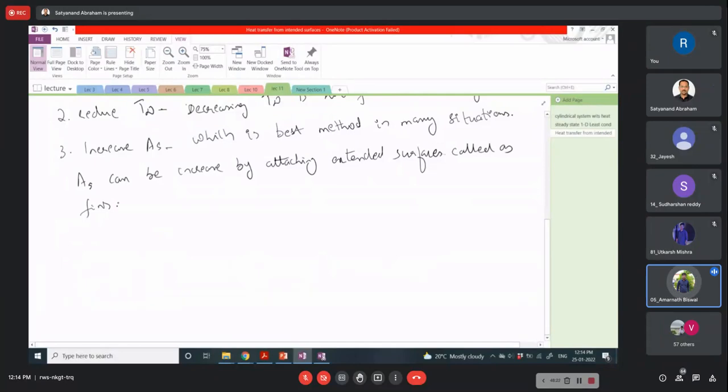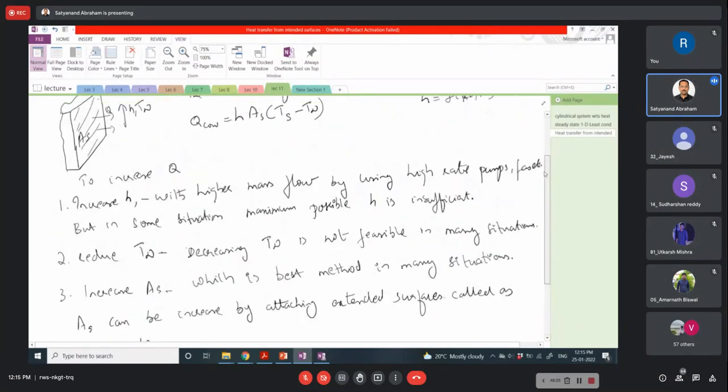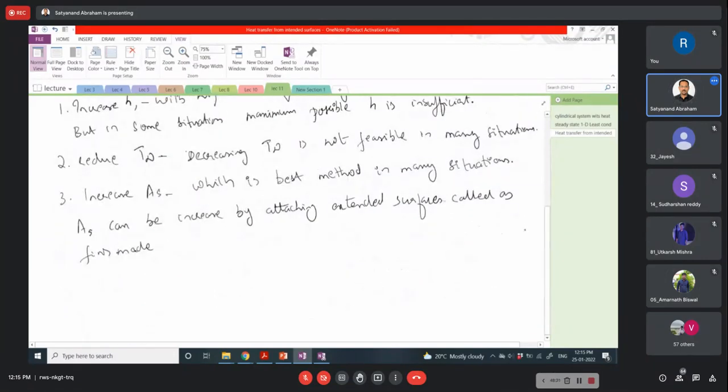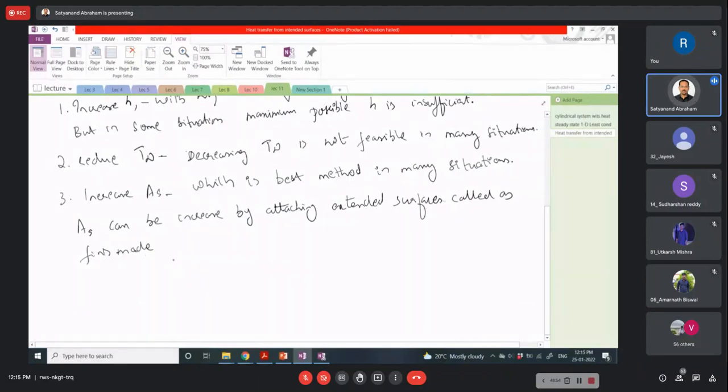Sir, can't we introduce perforations to increase the same surface area? Perforation, but what kind of perforation are you saying? You are taking out some material from the surface, right? Yeah. In that case, what we are seeing is that extended surface is what actually comes into picture. First of all, taking some material from the surface is in many of the cases not recommended. Even if you take some material out, we will see that.